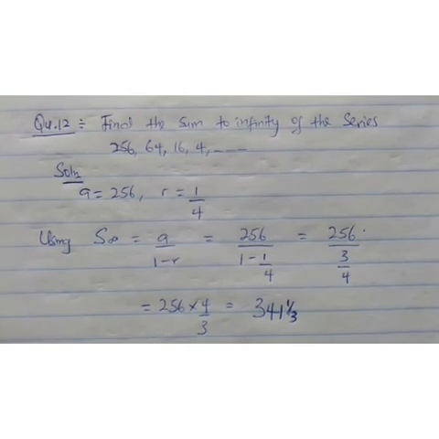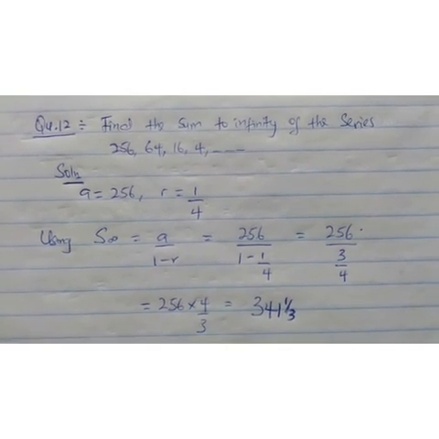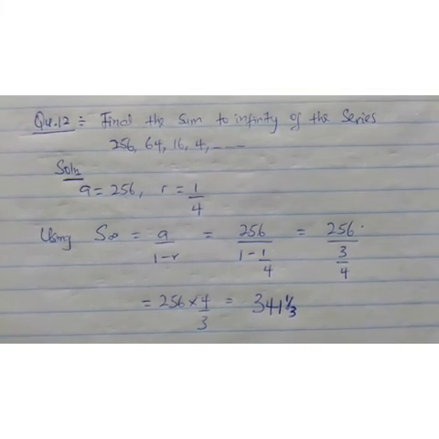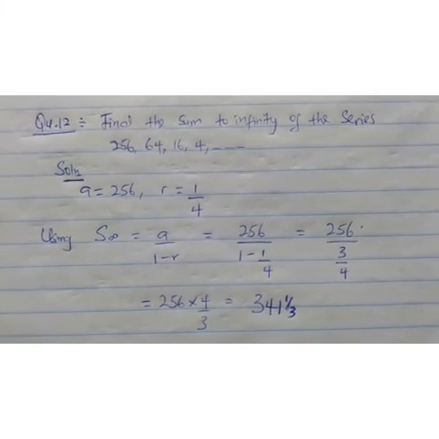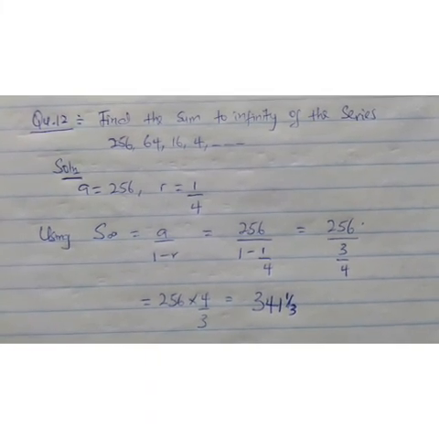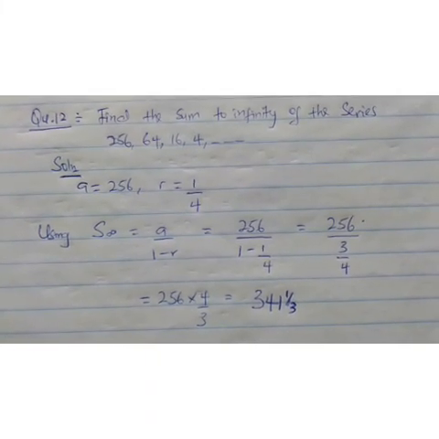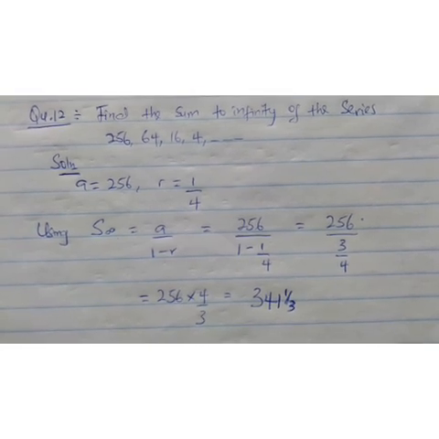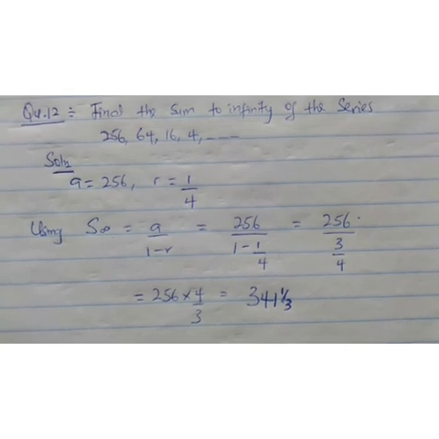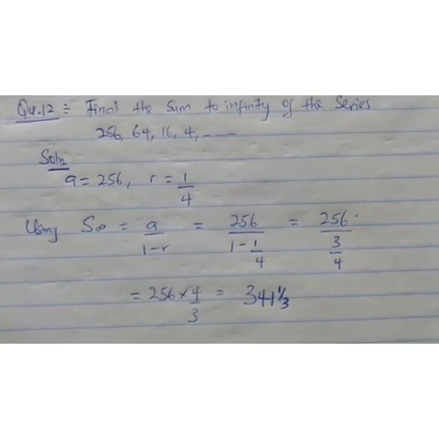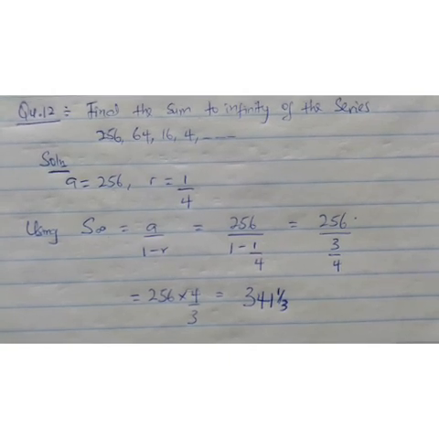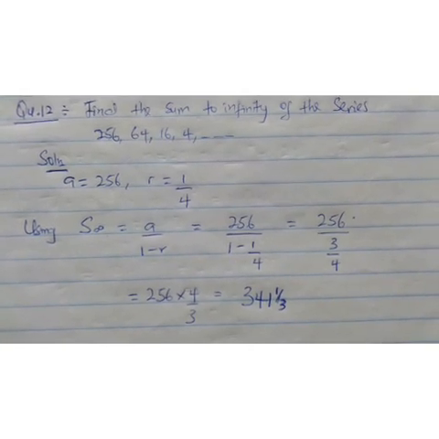Find the sum to infinity of the series 256, 64, and so on. Solution. A is 256, that's the first term. R is 1 over 4, which is the common ratio. Using S infinity, which is equal to A over 1 minus R, we have 256 over 1 minus 1 over 4, which is 256 over 3 over 4. Okay, which is also equal to 256 times 4 over 3, which is 341 and 1 over 3.